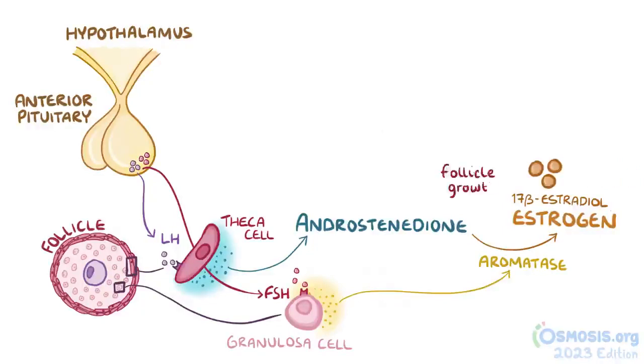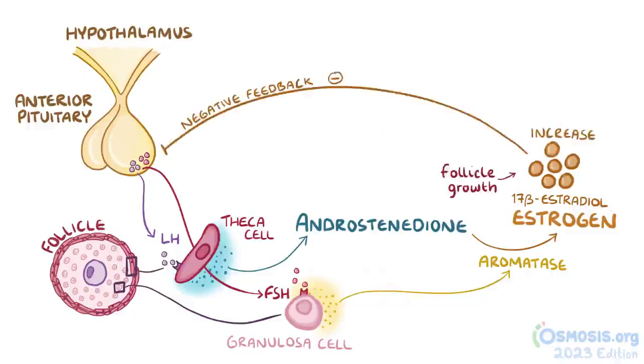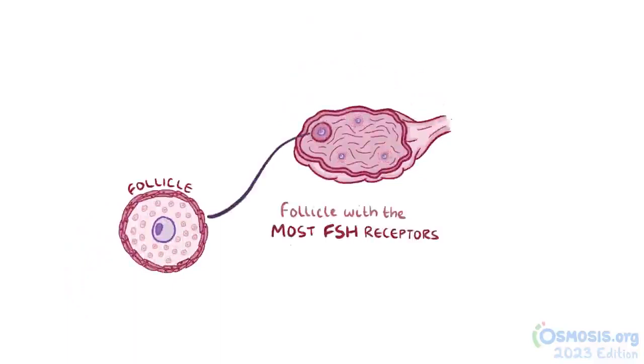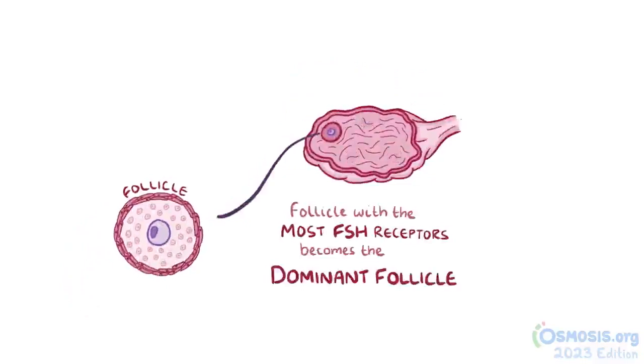As follicles grow, the level of 17-beta estradiol in the blood increases, and it acts as a negative feedback signal. That is, it tells the pituitary to secrete less FSH. Less FSH in the blood means there's only enough to stimulate one follicle. The follicle that has the most FSH receptors grows the quickest and becomes the dominant follicle.